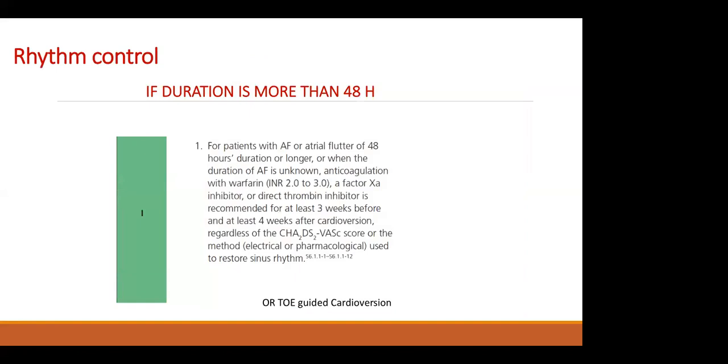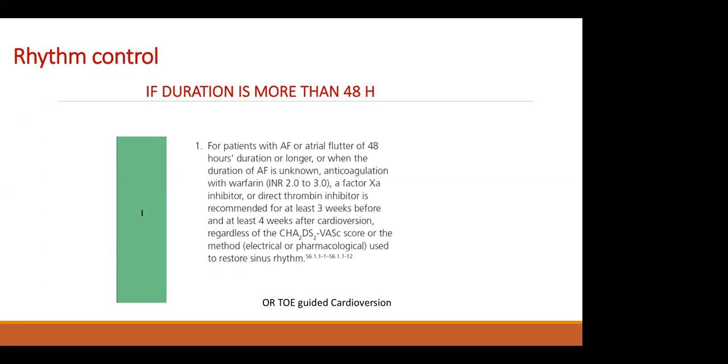Importantly, how to manage anticoagulation during rhythm control. If the duration of atrial fibrillation is more than 48 hours, importantly, the patient should be anticoagulated either with warfarin with target INR 2 to 3 or with a new oral anticoagulant for at least 3 weeks before cardioversion and for at least 4 weeks after cardioversion.